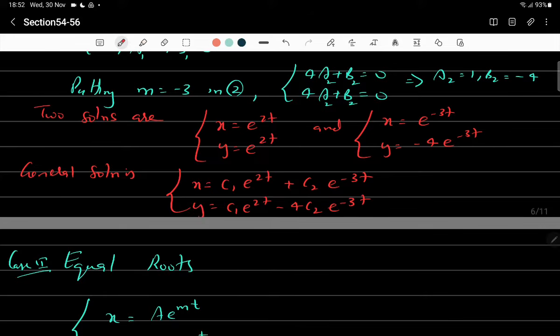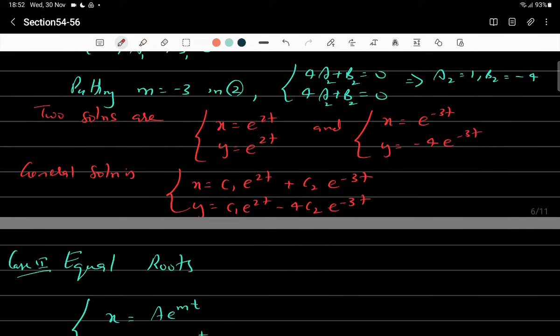Otherwise, it would not remain a solution. These values are fixed. C1, C2 are arbitrary constants. A1, A2, B1, B2 are not arbitrary constants. That's why we found those values of A1, A2, B1, B2 which satisfy the given system of equations. And this is how your general solution would look like.